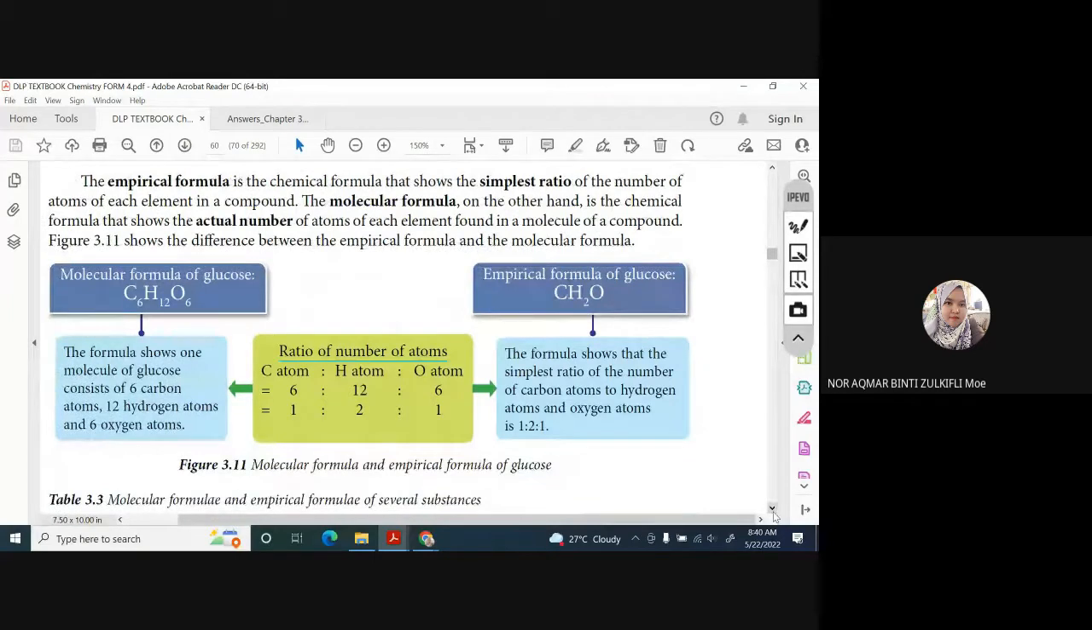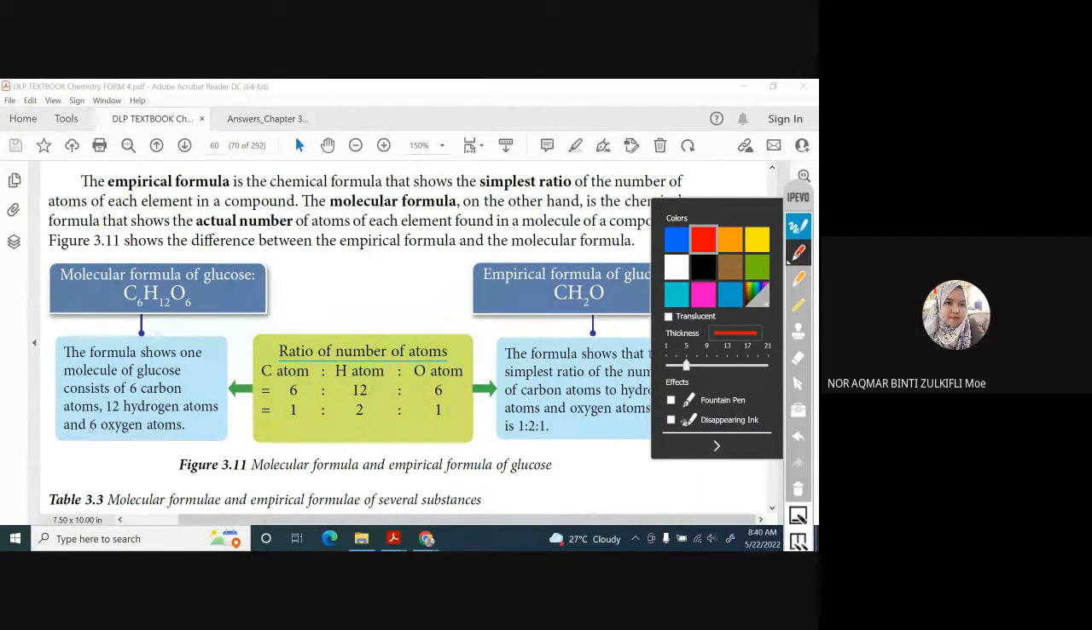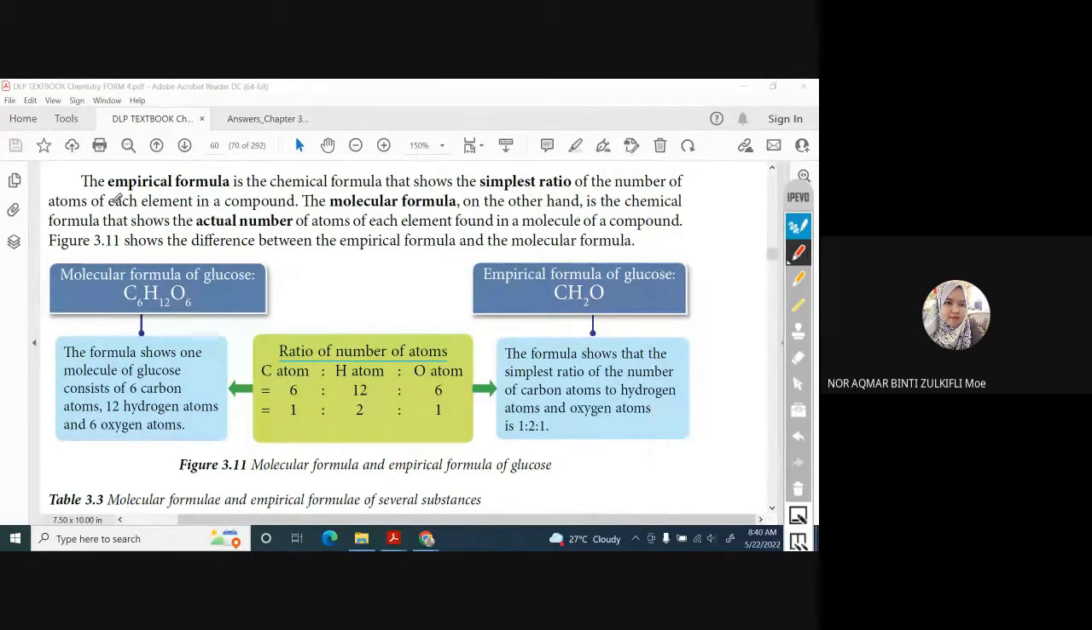Okay. Now we will learn the empirical formula and molecular formula. The empirical formula is the chemical formula that shows the simplest ratio. Ini kita boleh buat satu ratio yang simple. Kalau molecular formula is the actual number of atom yang original. Means, kita tunjukkan difference between empirical formula and molecular formula.